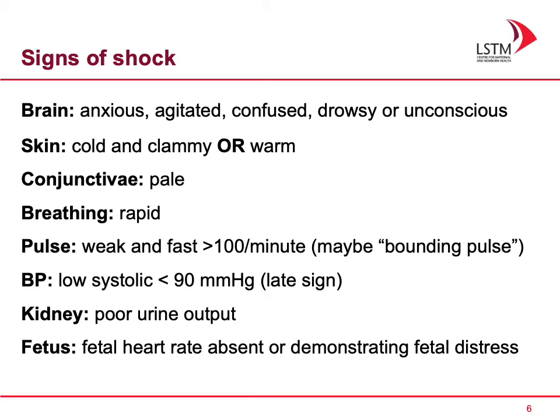With regard to the kidneys, the urine output will reduce and we will see a poor urine output in shock. And as the uterus is affected and the blood supply is diverted from the uterus, the fetal heart rate may demonstrate signs of fetal distress, so be tachycardic or bradycardic, or even in some situations absent altogether, signifying an intrauterine fetal death.